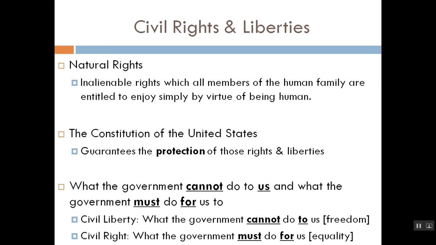The United States Constitution protects our natural rights through a set of legal guarantees. There are two types of guarantees that you need to be familiar with. First, we have guarantees about what the government cannot do to us. These preserve our civil liberties. Then we have a set of guarantees about what the government must do for us. These protect our civil rights. So what are civil rights and what are civil liberties?